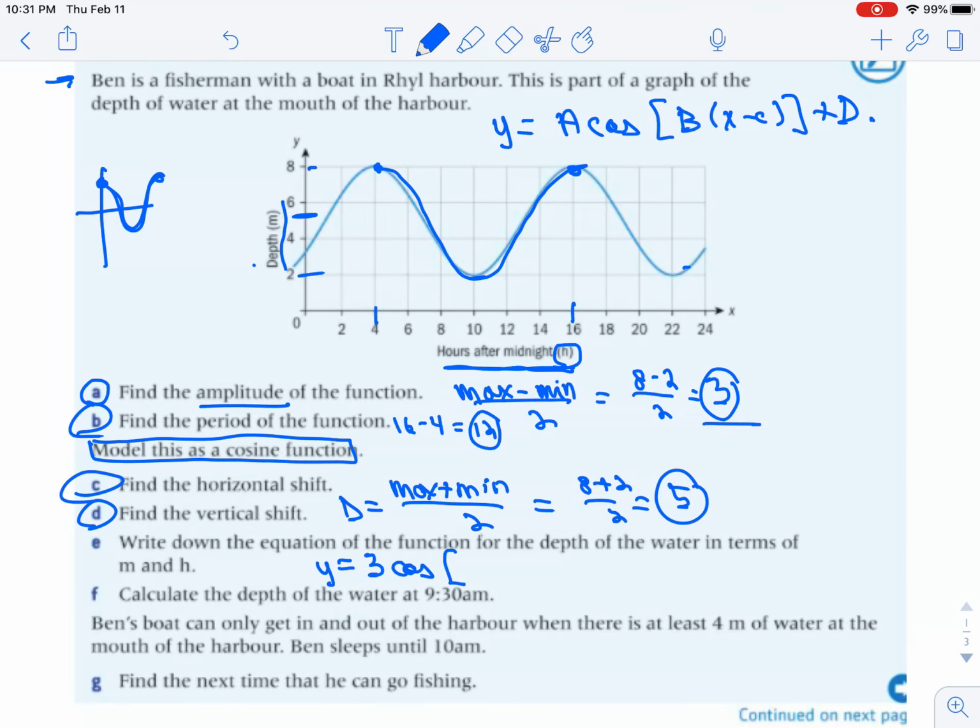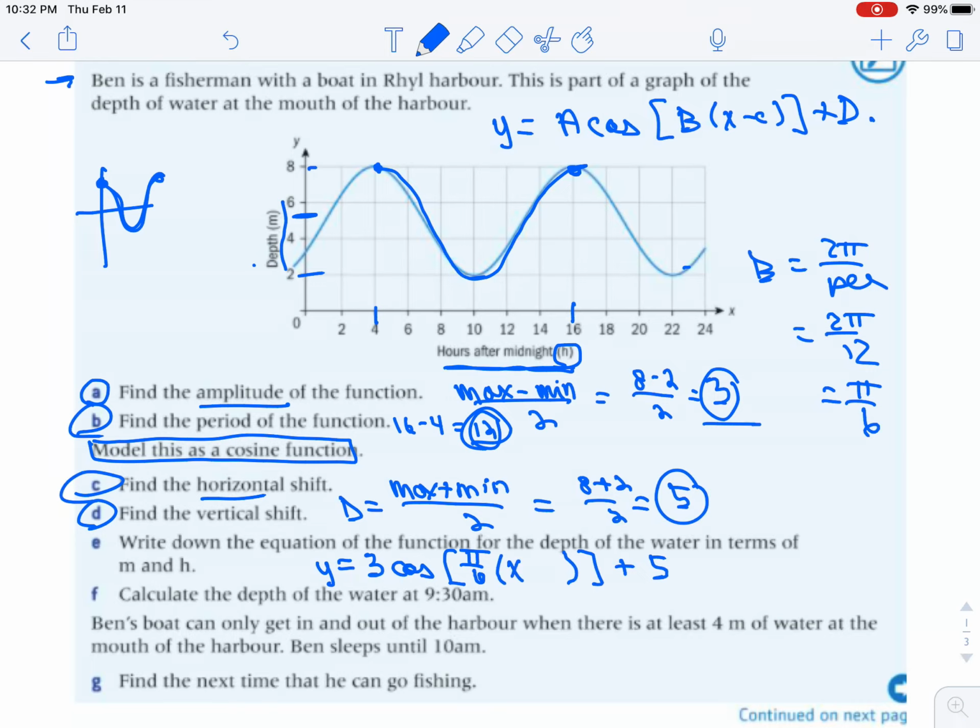Now remember, to come up with the value for B, we use the formula that B is equal to 2 pi divided by the period. And we just said that the period is 12, and so this will be 2 pi divided by 12, which is pi divided by 6. So that's what goes in for B. And then the C we're still going to find, that's the horizontal shift that we haven't found yet, plus D, which we know is 5.